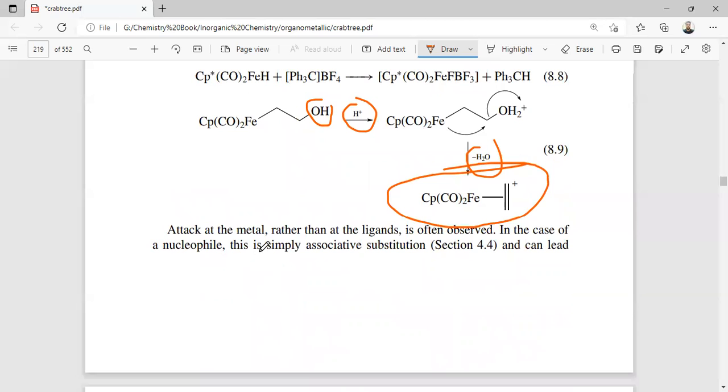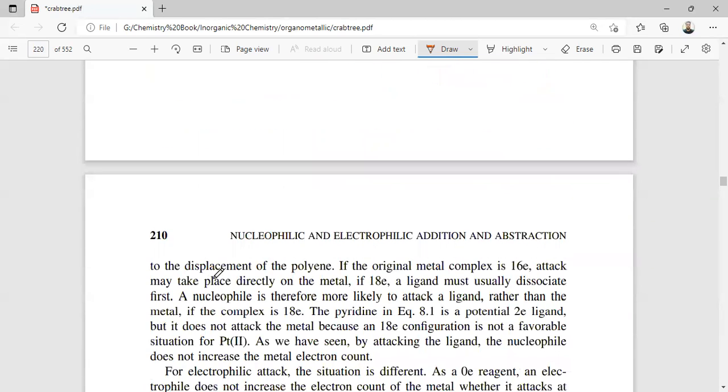So consider attack at the metal without the ligand being involved. In the case of nucleophiles, this is simply associative substitution, which can lead to displacement of the ligand. If the original metal complex is 16 electron, attack may take place directly on the metal center. If it is 18 electron, the ligand must usually dissociate first. So a nucleophile is therefore more likely to attack the ligand rather than the metal.